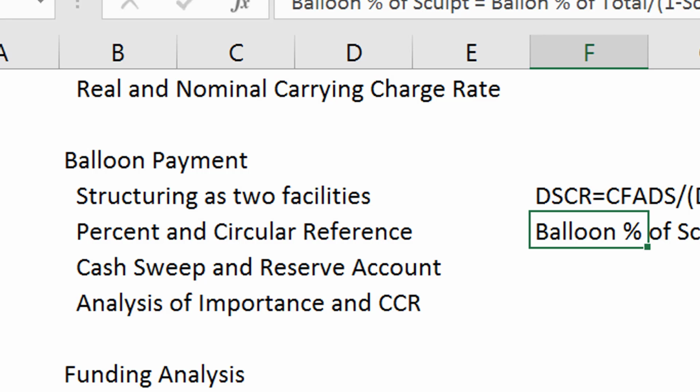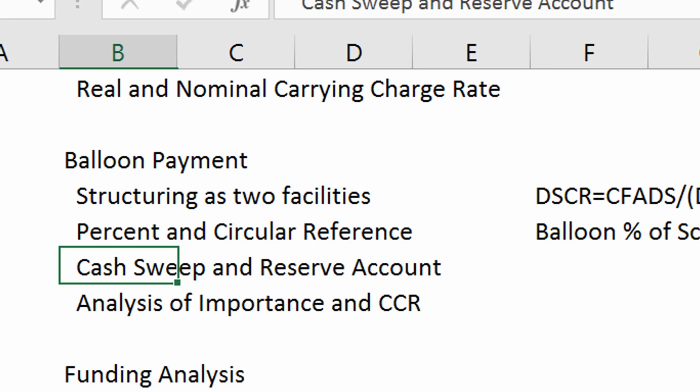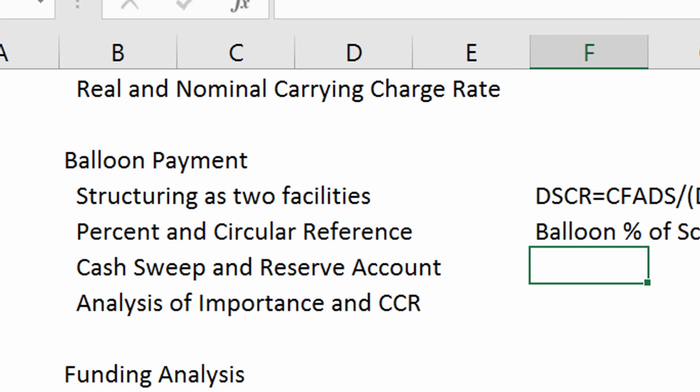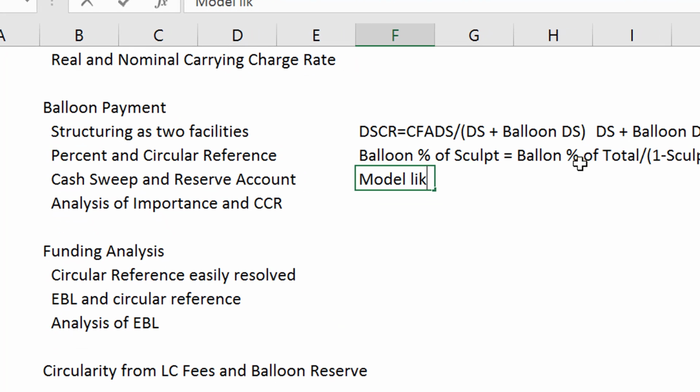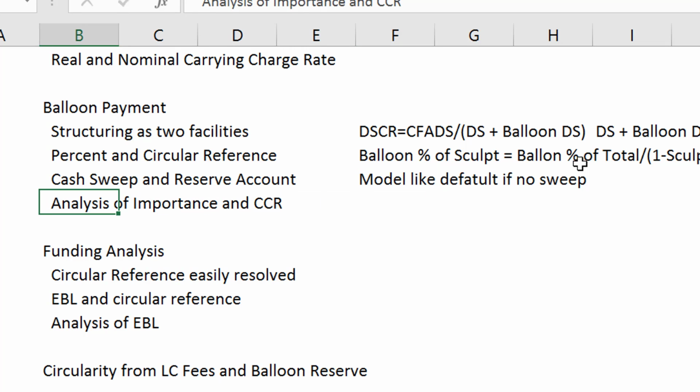And then here's what often happens. There's a little bit of a cash sweep account, which we can either model or not model. And when we don't model it, I'm going to show it as kind of a refinanced facility that I model almost exactly the same way. I'm going to put: model like default if no sweep, because we're not going to have probably enough money in the very last year. We could either build up the money in a cash sweep or allow the refinancing, and that's what I want to show you. And finally, I want to show you the analysis and importance of the CCR.